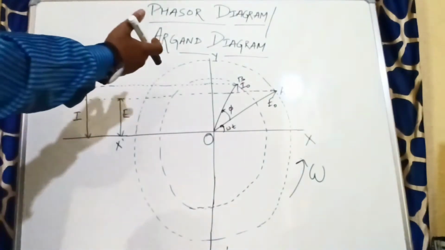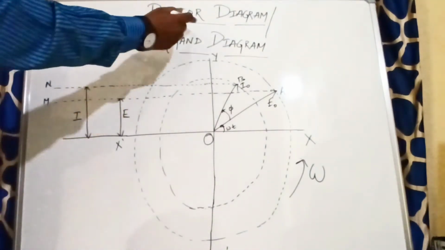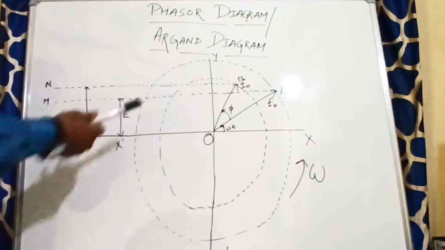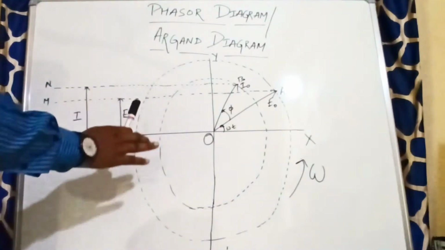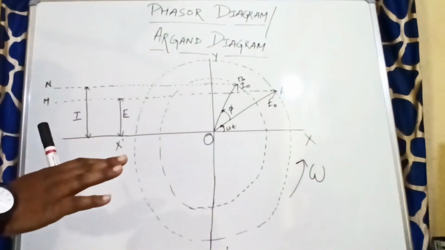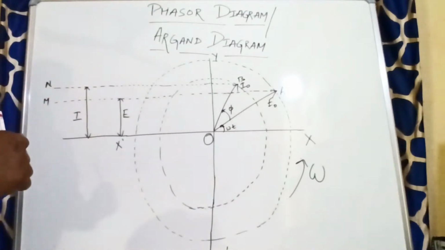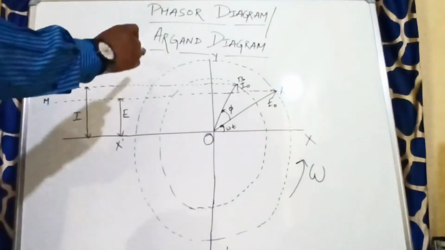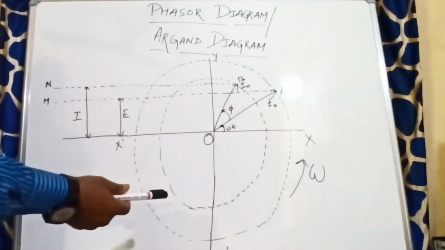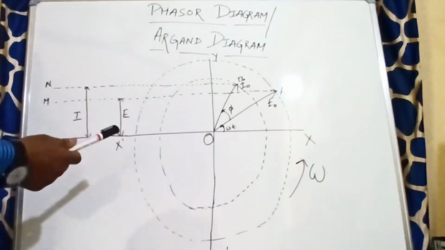Okay, so today we will study about the Phasor diagram, also called the argand diagram. This topic is from the alternating current chapter, in 12th basically. So this is your Phasor diagram, also called the argand diagram, as I have already told you.